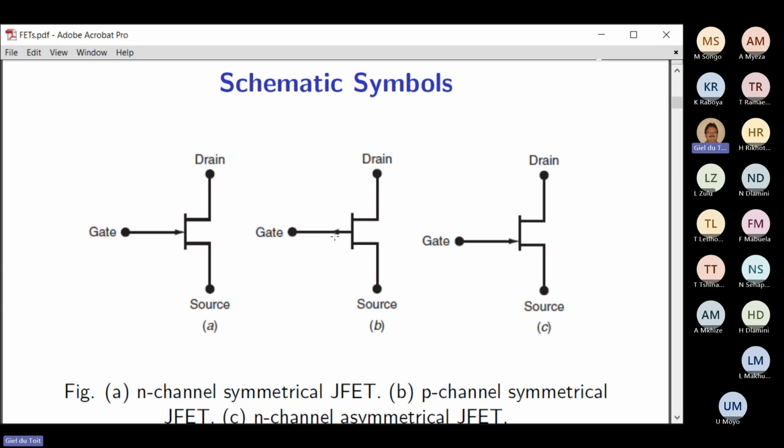And then C is an N-channel asymmetrical FET, which has the gate on one side, as close to the source. Normally, we use these two on the left for the JFET symbol, which we use for all cases actually. This is the symbol that you'll find on your circuit diagram.